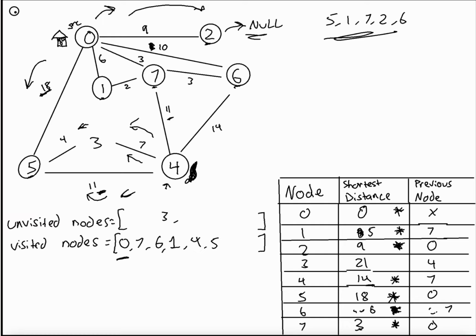And we can remove 3 from our unvisited nodes and add it here. Okay, this looks like our final solution.